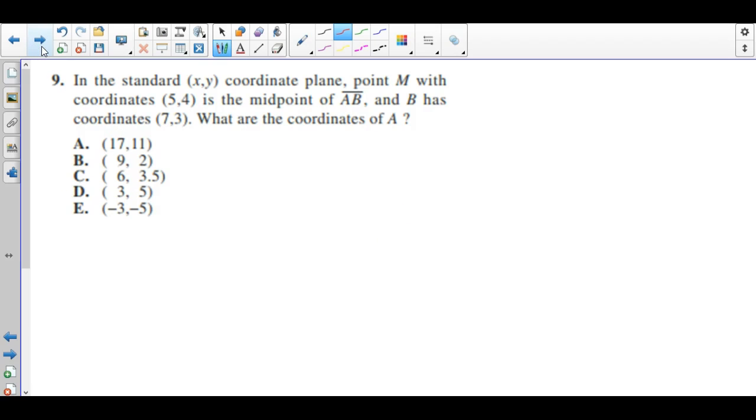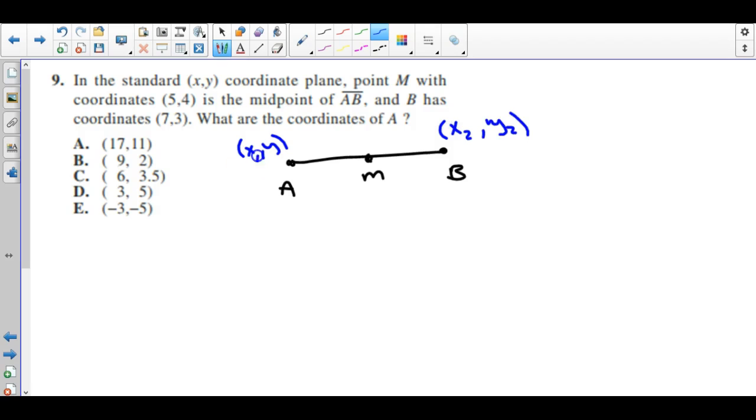Keep cruising along here in the standard coordinate plane. M is a point of AB. It is the midpoint of AB, and B has coordinates 7, 3. If I were to make a little diagram of this, we're going to have our A here, and we're going to have B here, and M is in the middle. The midpoint formula basically says whatever my x and y coordinates are of these points, all that I'm going to do is average them. So average your x's means add them together, divide by 2. Average the y's, add them together, divide by 2.